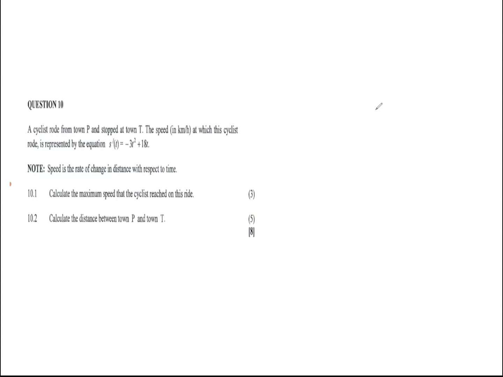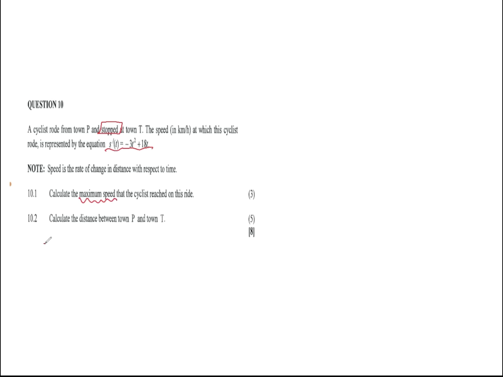Okay, question 10. We have our question here. It says a cyclist rode from town P and stopped at town T. The speed in kilometers per hour at which the cyclist rode is represented by this equation, right? So this is the equation to represent the speed in kilometers per hour. They say, note, speed is the rate of change in distance with respect to time. Then 10.1 says, calculate the maximum speed that the cyclist reached on this ride. The maximum speed, right?